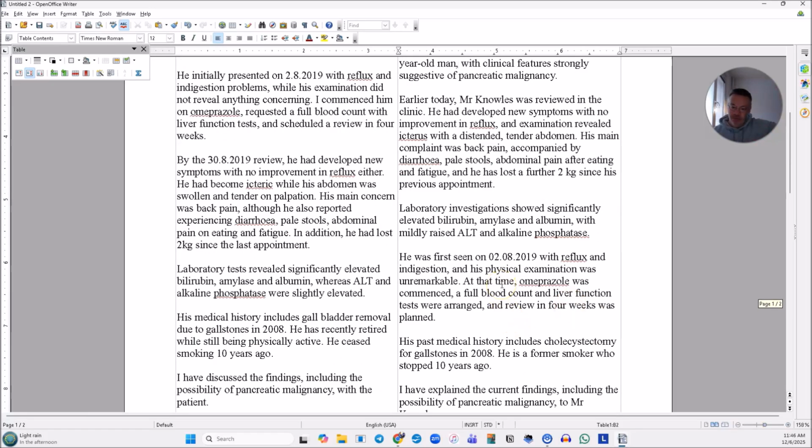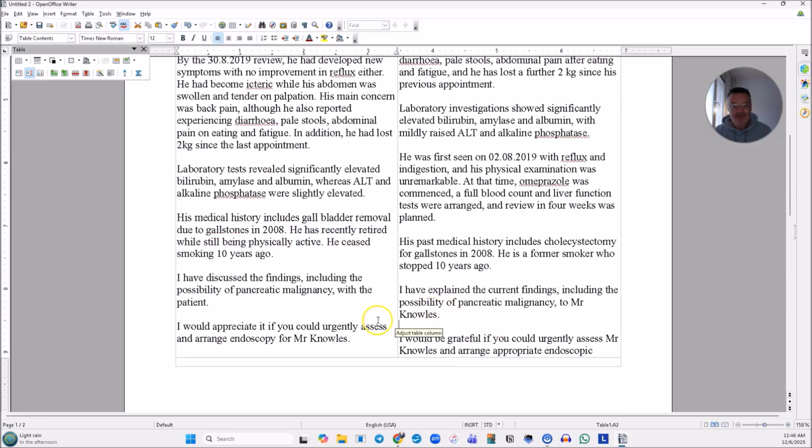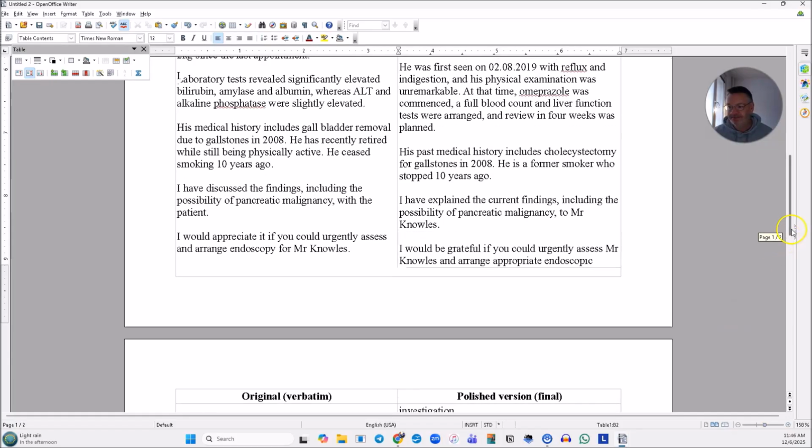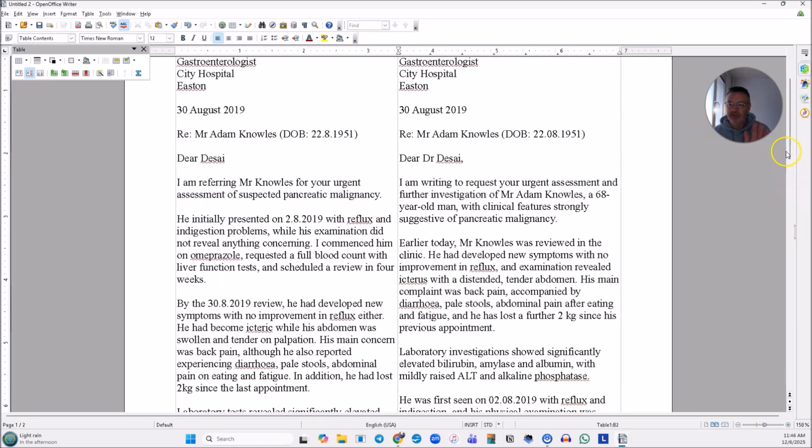First seen, reflux at that time. Review in 4 weeks, his past medical history. I took out that about being retired and active because we don't really need that. Discuss the findings now. Let's have a discussion, Mr. Knowles. Explanation, probably. But I will be grateful, urgently assess and arrange appropriate endoscopic investigation. Okay, right, so that's how I would do it.